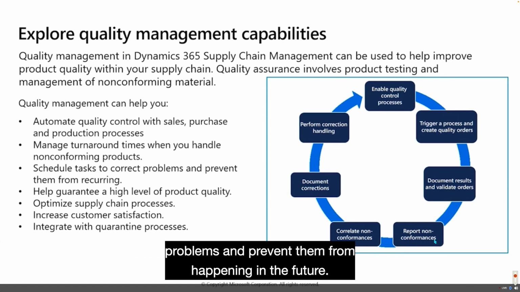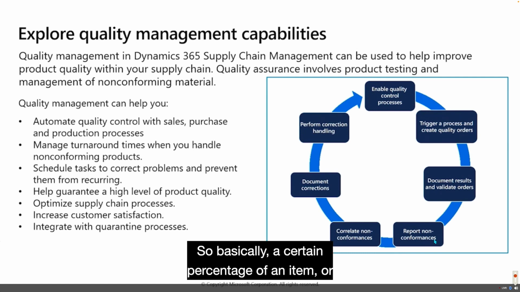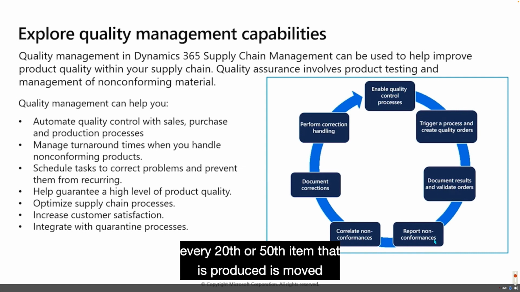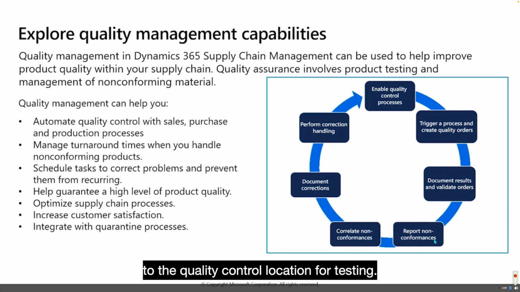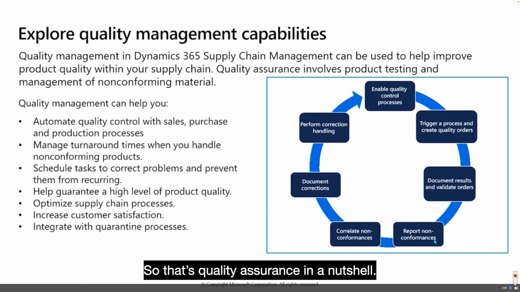Another feature that I think is pretty good is where you can set up item sampling controls in the warehouse receiving process. So basically a certain percentage of an item, or every 20th or 50th item that is produced, is moved to the quality control location for testing. So that's quality assurance in a nutshell.